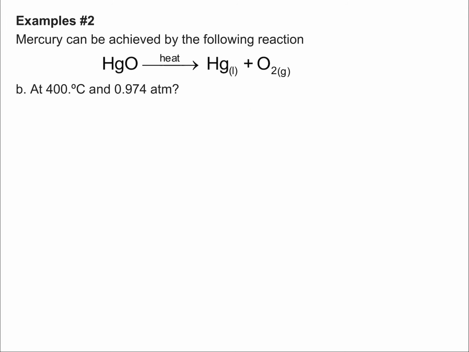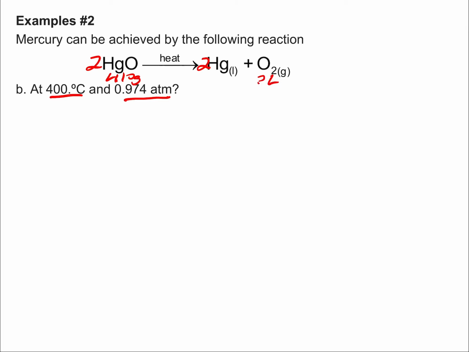Okay, so what happens if it's not at STP? I have the same question, but my conditions are not at STP, so I have it at 400 degrees Celsius, and I have 0.974 atm. I'm still using the same problem as before, so I have 4.10 grams. I still have the balanced equation from the previous question, and I'm still looking for the volume here.